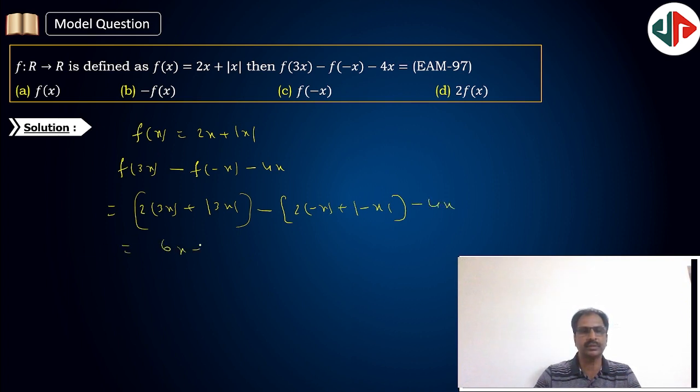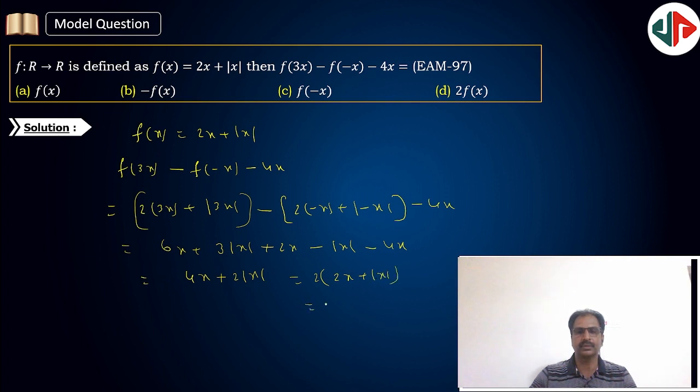So this is 6x plus 3 times mod x, minus of minus 2x plus 2x minus mod of minus x, and mod of minus x is mod x only. Inside modulus you can drop the negative sign. So what you get here finally? 6x plus 2x, 8x minus 4x, 4x. 3 mod x minus mod x, 2 mod x. Take 2 common, then 2x plus mod x. That is equal to 2 times f of x. 2x plus mod x is nothing but f of x. Option D is the correct answer.